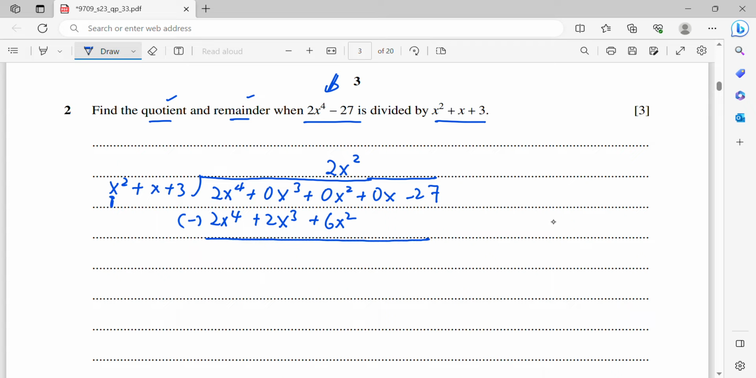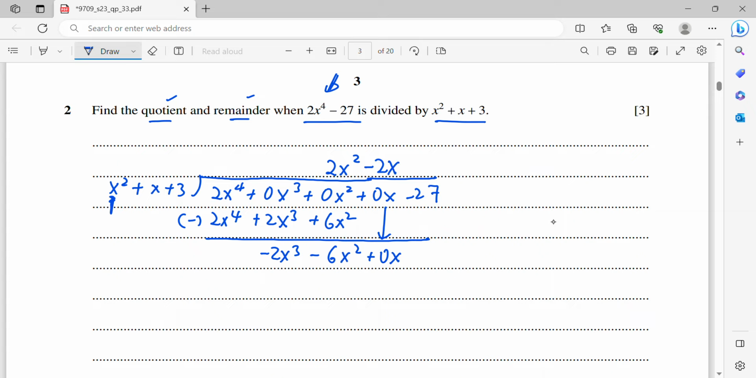Then now minus. First term will be 0. Second term, 0x^3 minus 2x^3 will be negative 2x^3. Same goes to the next term, 0x^2 minus 6x^2 will be negative 6x^2. Okay, then we bring down the 0x. And now it's the same concept. To get negative 2x^3 from x^2, we need to multiply x^2 by negative 2x. So negative 2x.